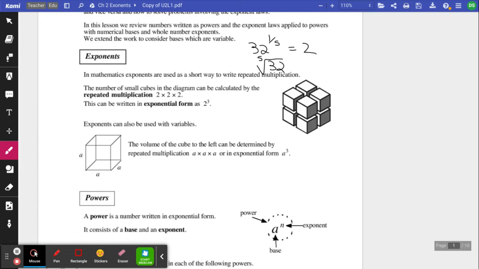Okay. All right. So let's start here. First of all, let's talk about exponents. Let's just review. In mathematics, exponents are used as a short way to write repeated multiplication. You know what I'm saying? Like 2 to the 5, instead of going 2 times 2 times 2 times 2 times 2.